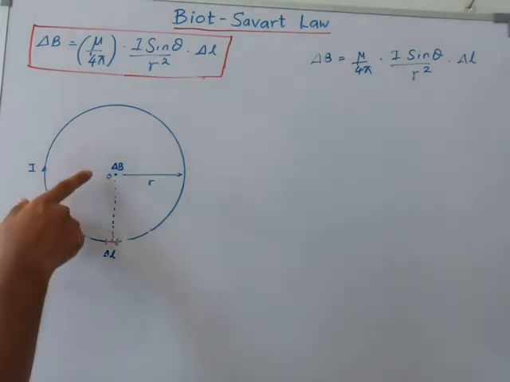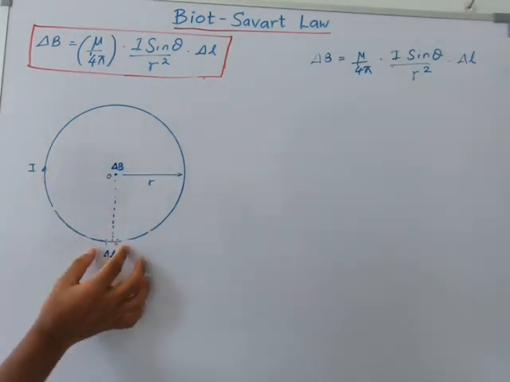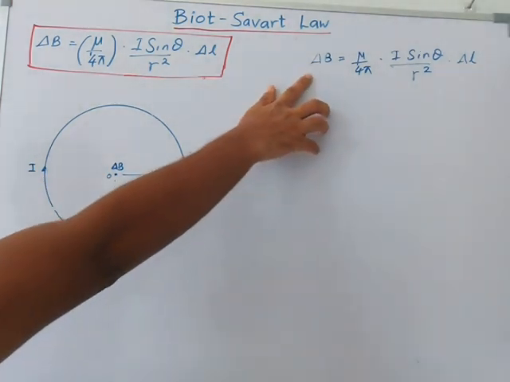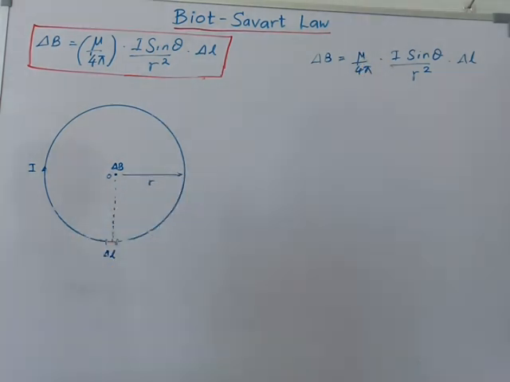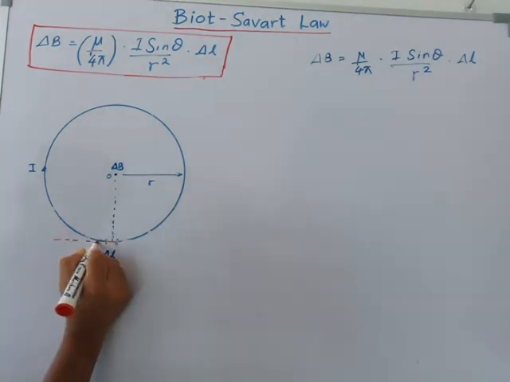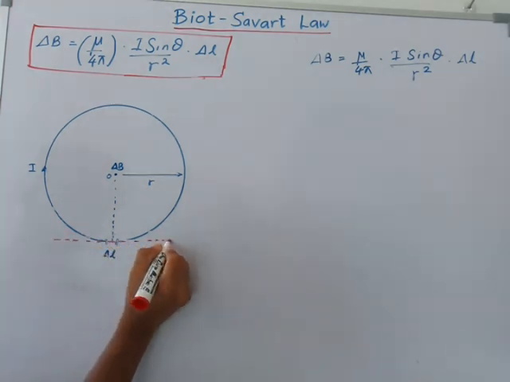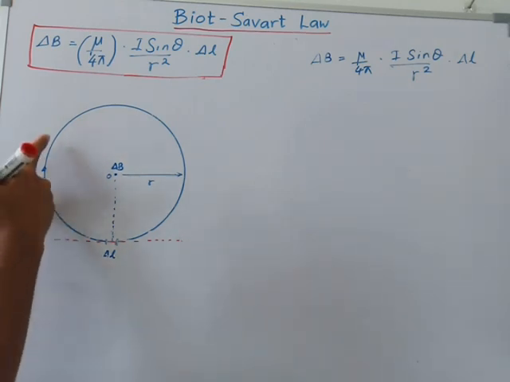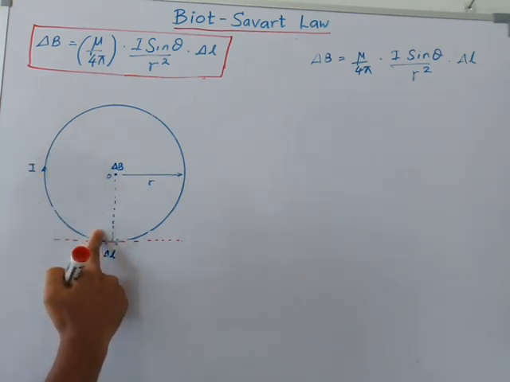Okay, here we have the magnetic flux density at this point due to this length element, given by this equation. So what is the value of theta here? To find the value of theta, we draw a tangent to this length element, and the current is moving in this direction, therefore I want to measure theta.